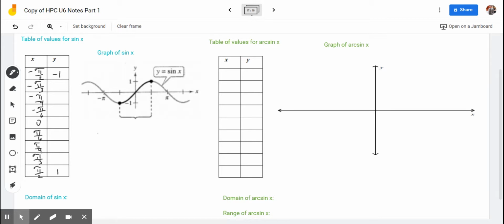All right, we know that at pi over 2, we're going to reach its maximum point, which is here at 1. We know at 0, it's going to be at 0. That's the center of it here.